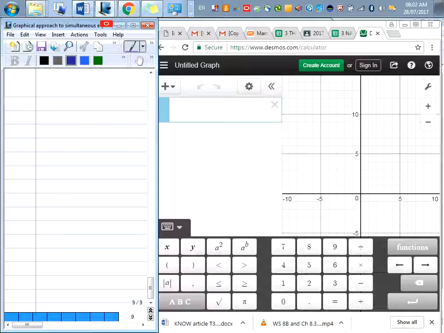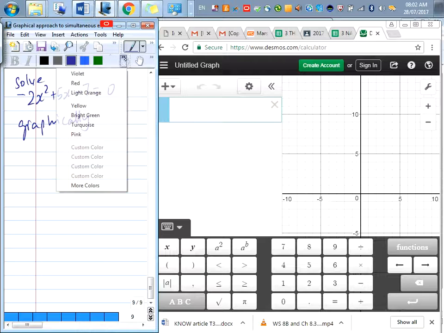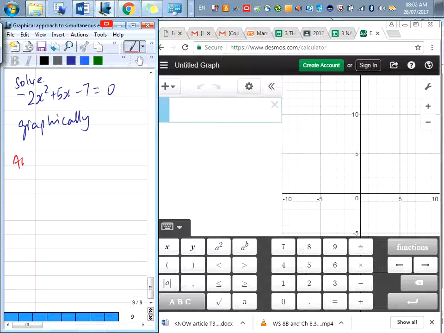Now I want you to think about this equation: negative 2x squared plus 5x minus 7 equals 0. Solve this graphically, okay? You don't need to plot it out, you just need to tell me what to plot. So your answer will be telling me what to plot.